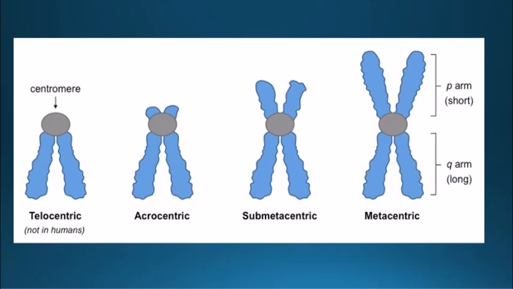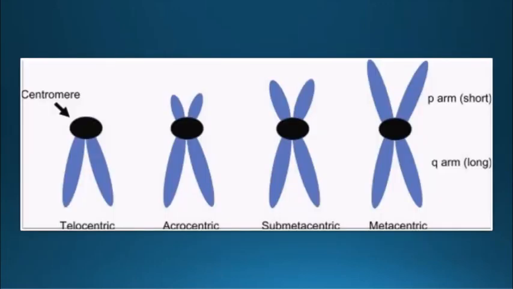Now, depending upon the position of the centromere, the chromosomes are of four types: metacentric, submetacentric, acrocentric, and telocentric. Here you can see the position of the centromere differs, and these are the different types of chromosomes. According to the position of the centromere we have four types of chromosomes. Let us first talk about the metacentric.